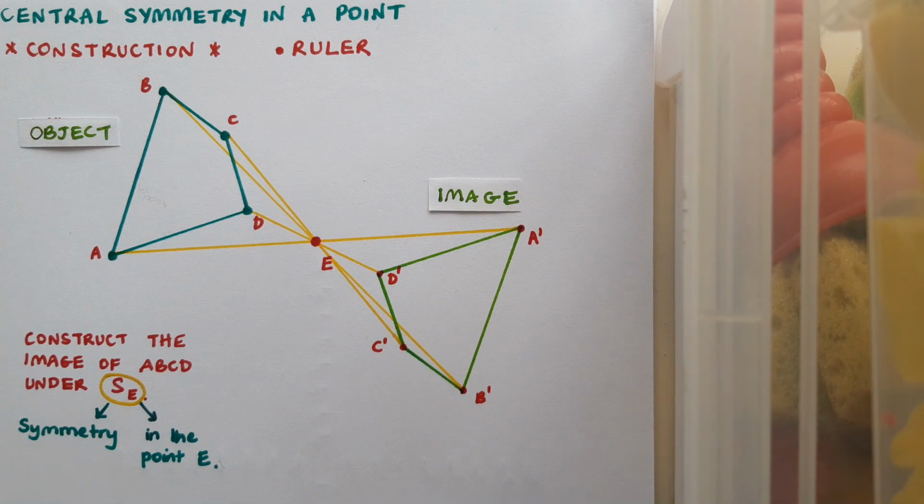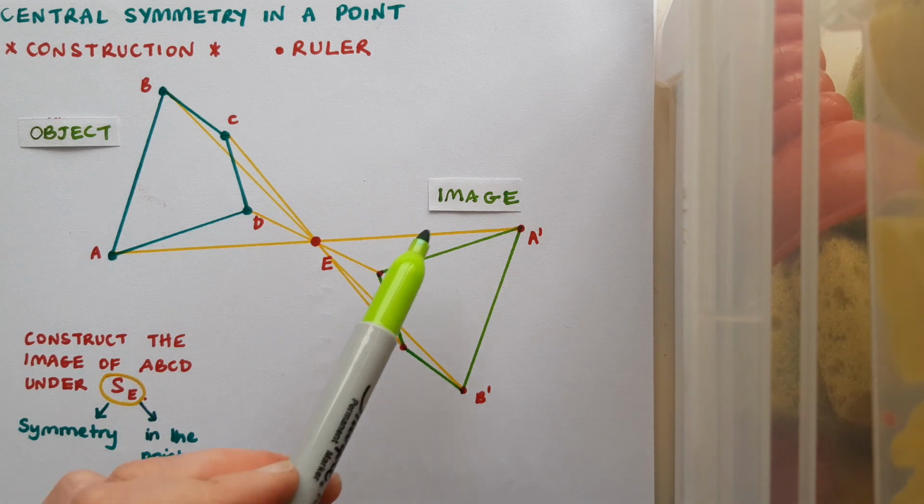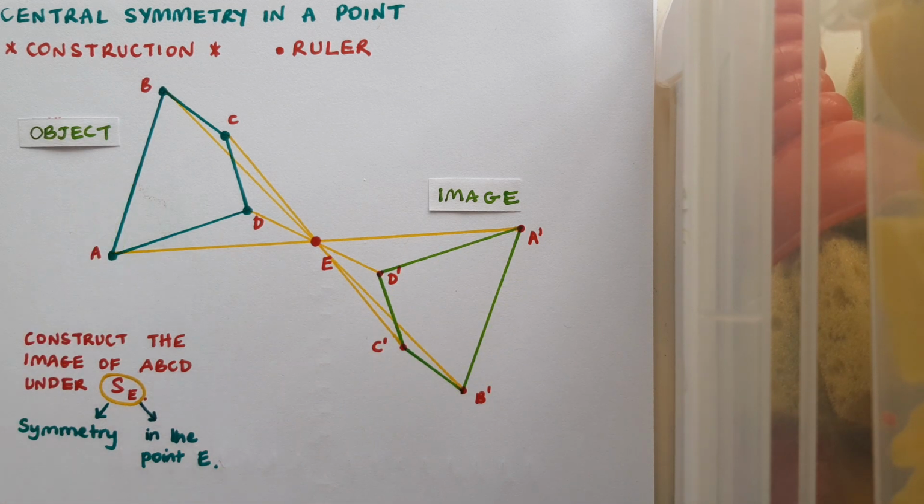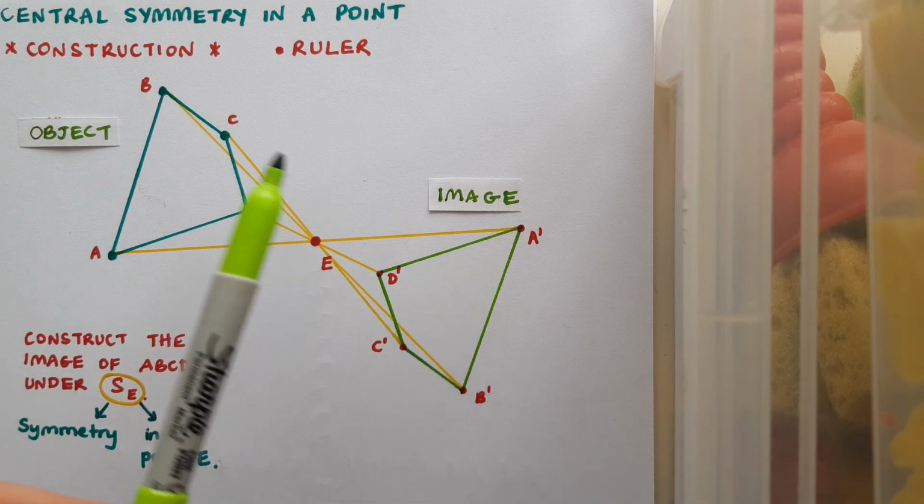And here I have my final image then, which is the image of ABCD under central symmetry in E. If you're required to answer a question like this, do show your construction lines.